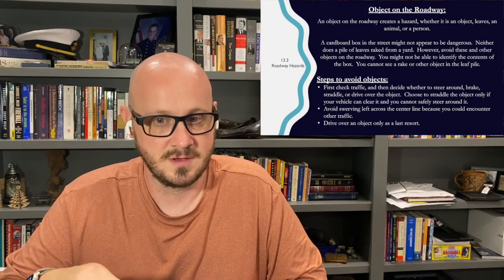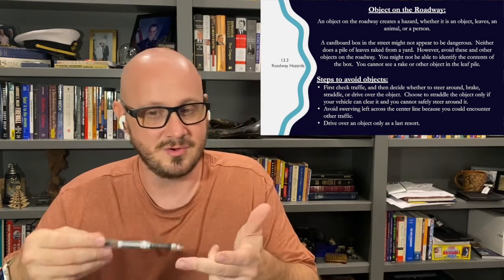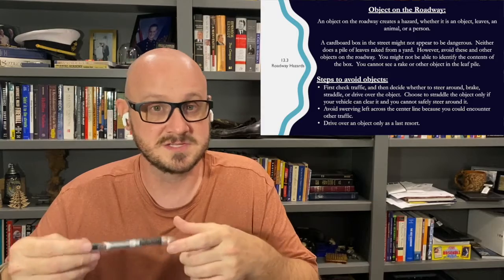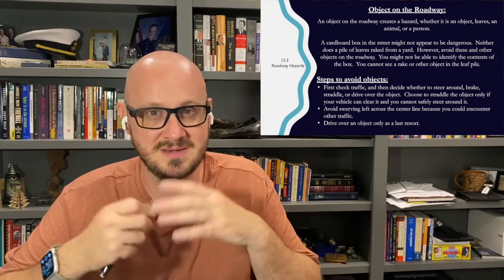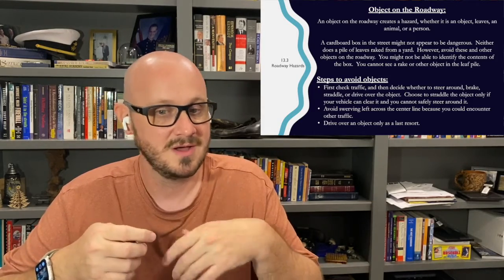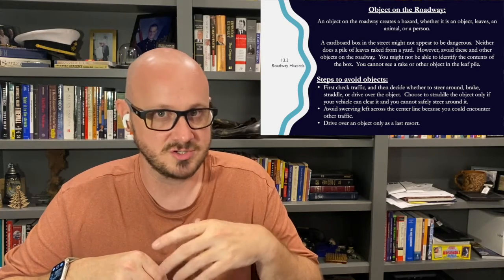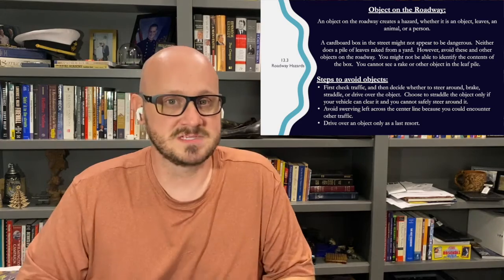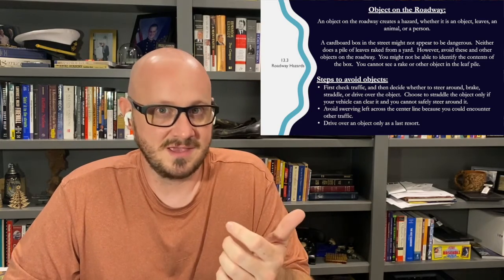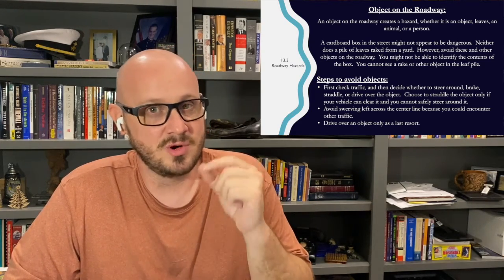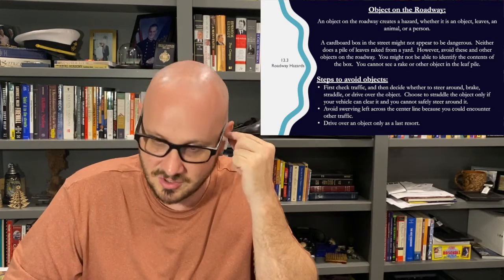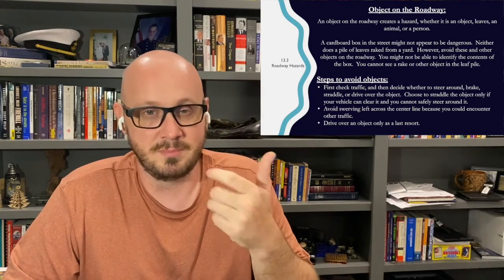All right. If there's objects on the roadway, whether that's leaves, an animal, a person, it can be a piece of wood. It can be something that appears to be not dangerous at all, cardboard. What you have to recognize is you are not necessarily seeing the whole danger. It might be a piece of wood, and there might be nails sticking out of it. And if you drive over that piece of wood with nails, you're going to puncture your tires. You're going to lead to a tire failure, to a blowout, and that's not safe for you.